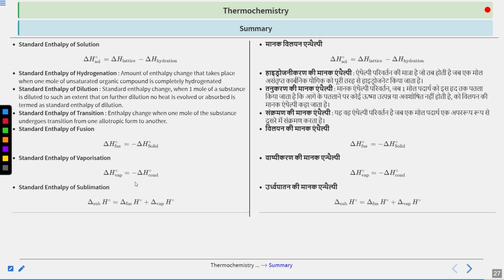Then we have standard enthalpy of sublimation, so it is conversion of the solid substance directly into the gaseous state. Now it is hypothetically done in two ways. First, it is converted to the liquid state by fusion, and then it is converted into the gaseous state using delta H vaporization. Okay.